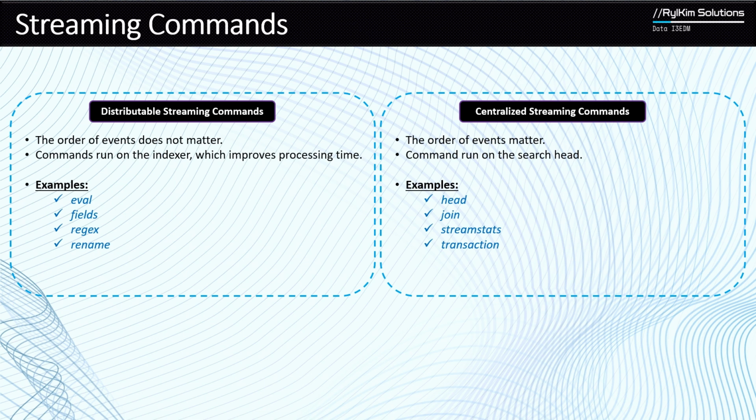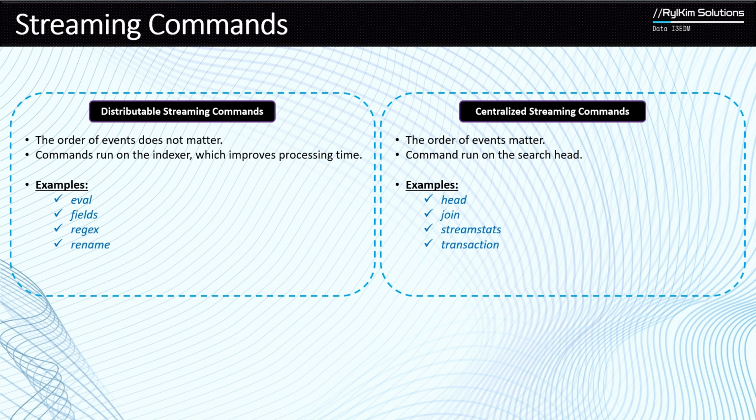If your results are not in order, the head command is not going to work. So that's why we say the order is important when we talk about centralized streaming commands, and these again only execute on the search head. So if I had a centralized streaming command to perform and a distributable streaming command to perform, which one should I do first?